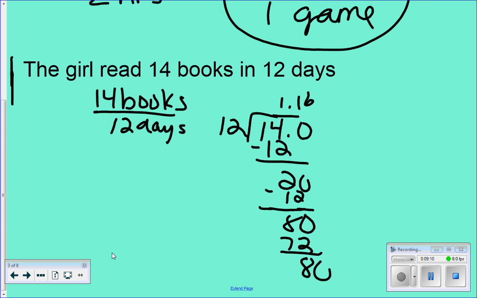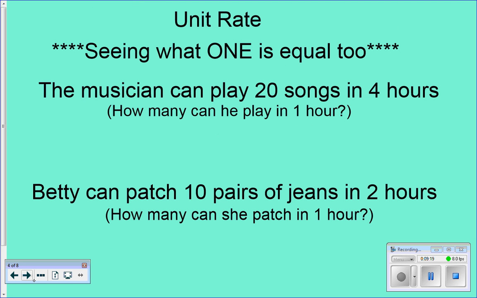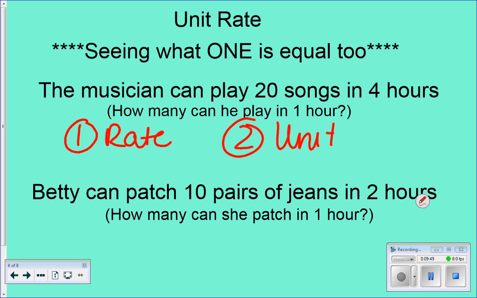All right, ready? Okay. All right, so I want you to figure these out for me. First, I want you to write an example in your notebook. A musician can play 20 songs in 4 hours. I want you to write this out so you have a good example in your notebook. So when you get to your homework today, you know what to do. Then I want you to write the rate. And then 2, I want you to find the unit rate.